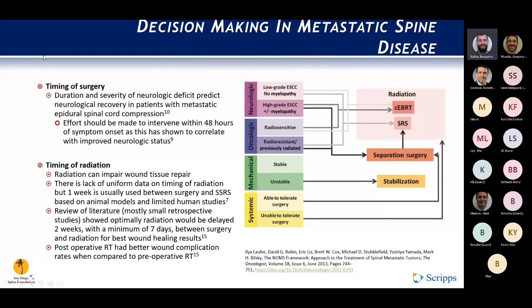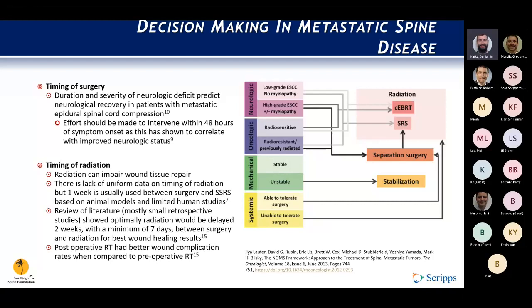So a few other questions that may arise when you're treating these patients is the timing of the surgery. And just like acute spinal cord injury, it's really dependent on the severity and the acuity of the deficit. In a patient with an acute deficit, every effort should be made to intervene within 4 to 8 hours because that has been shown to correlate with improved outcomes. And then the timing of radiation.